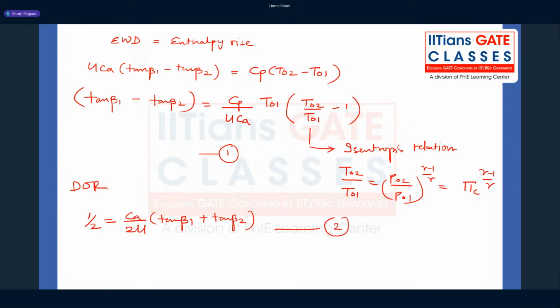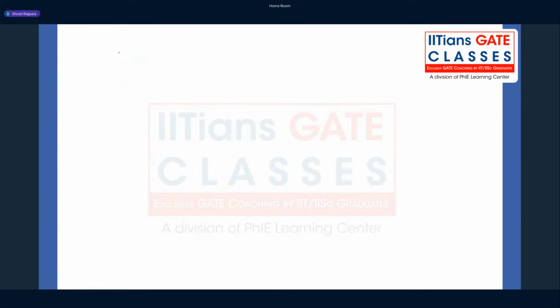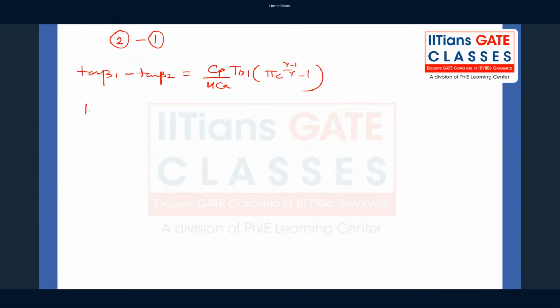So this becomes our equation 2. If we try to simplify, what we'll do is we'll try to subtract 1 from 2, equation 2. So then we'll be able to get, I'll again write equation 1 and 2, so this becomes 1 and this becomes 2. We will subtract 1 from 2.